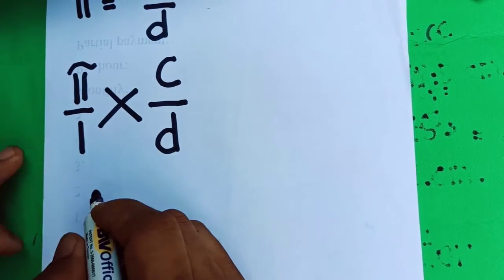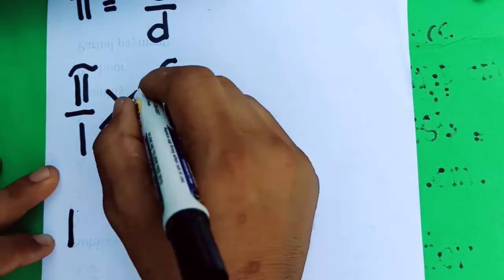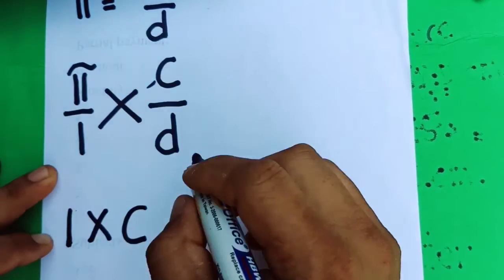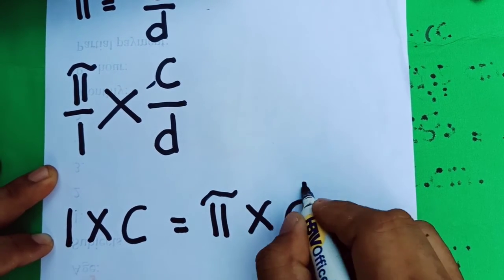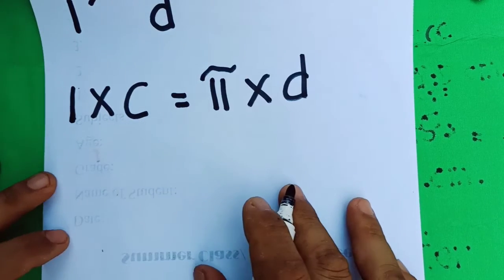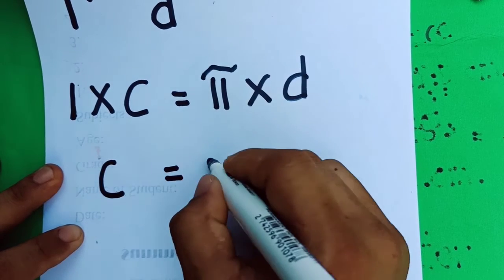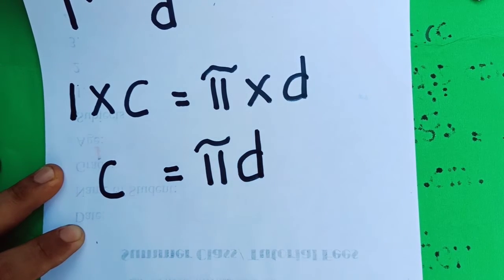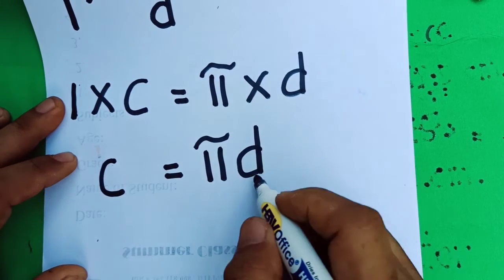So, 1 times C equals pi times d, equals C equals pi d. So this is the formula in finding the circumference of a circle if the given is the diameter.